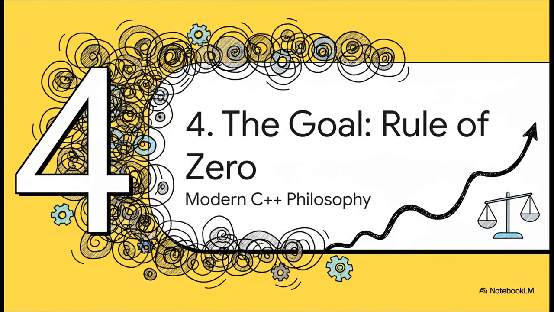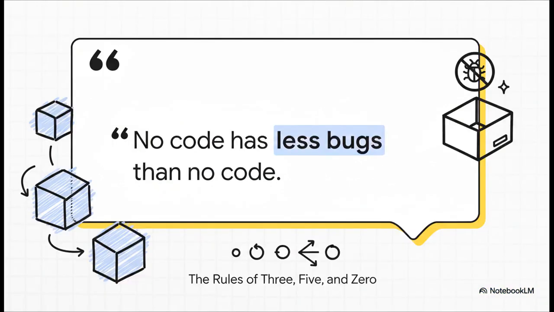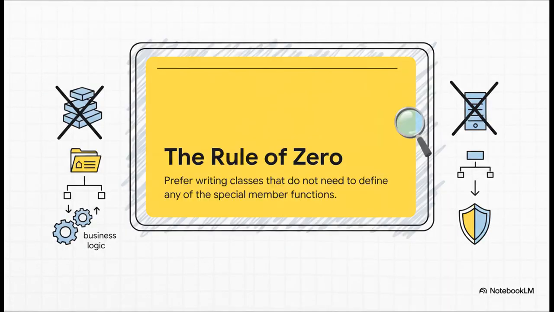Okay, let's be real. Implementing all 5 of those special functions correctly, it's tedious and it is so easy to mess up. That complexity is what pushed the C++ community to find a much cleaner, more elegant, and more modern way of thinking about this. And this fantastic line from R. Martinho Fernandez perfectly captures the philosophy behind what has become the ultimate goal in modern C++. This is the rule of 0, and it's beautiful.